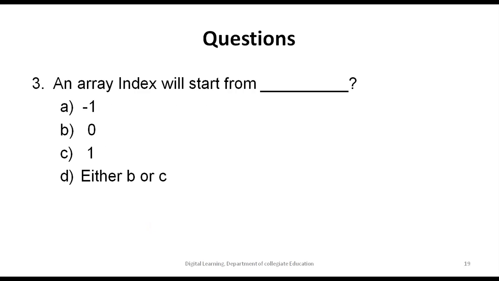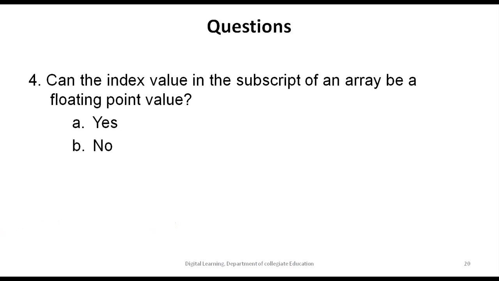The third question: an array index will start from, and the options are -1, 0, 1, either B or C. And the correct answer is option B, 0. The fourth question: can the index value in the subscript of an array be a floating point value? The options are yes or no. And the right answer is option B, no.